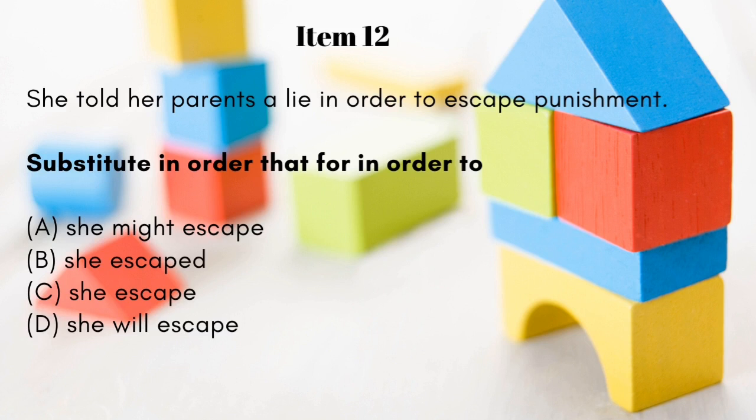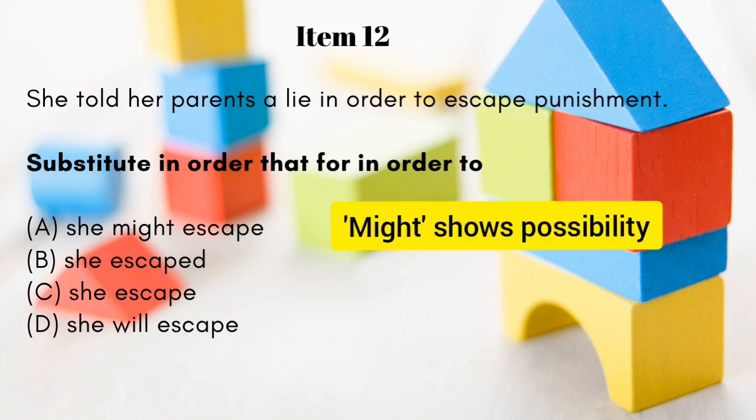The sentence started off in the past tense, so we want to continue that same tense. So we can use the process of elimination to eliminate C and D because those are not in the past tense. We can also go ahead and eliminate B, she escaped, because we are looking for something that expresses possibility, and that does not express possibility.